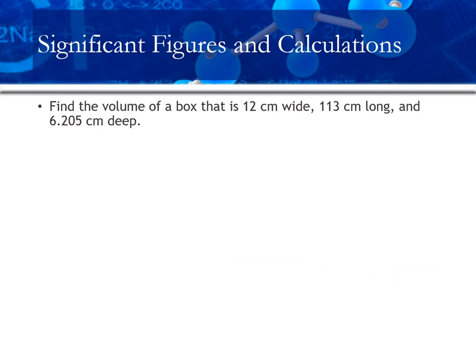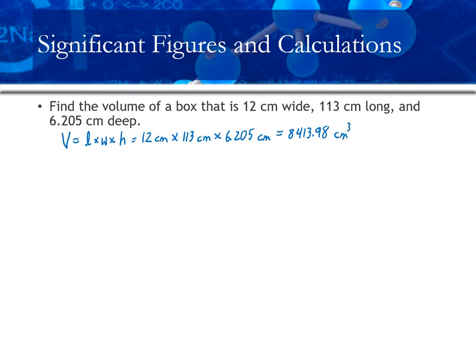Now let's see how to involve the significant figure convention in calculations. So if we want to find the volume of a box with the dimensions given in this problem, we have to use an equation of some kind. Volume equals length times width times height. So plugging the numbers in, I've got 12 centimeters times 113 centimeters times 6.205 centimeters. And if I just blindly plug this into my calculator, I get 8,413.98 centimeters cubed.